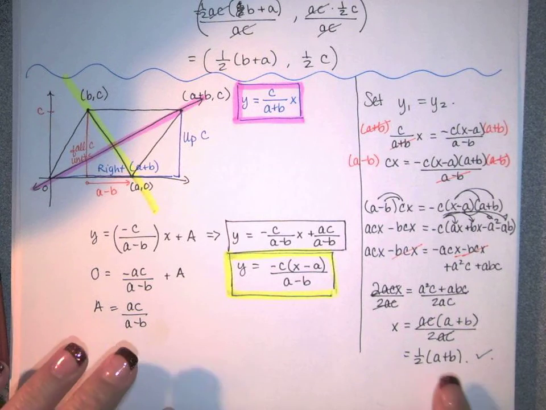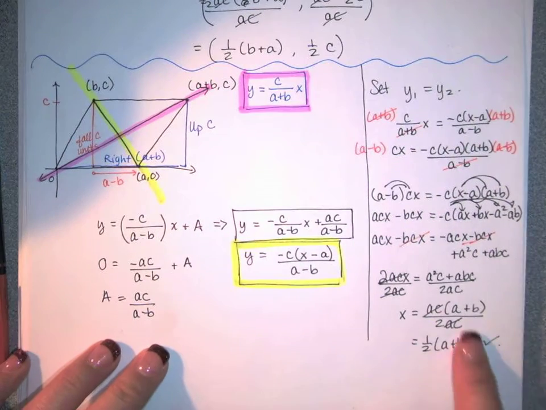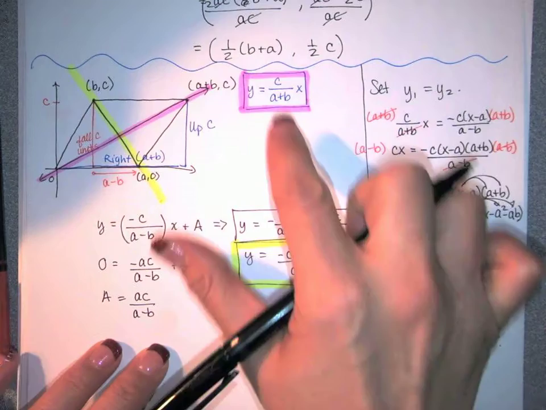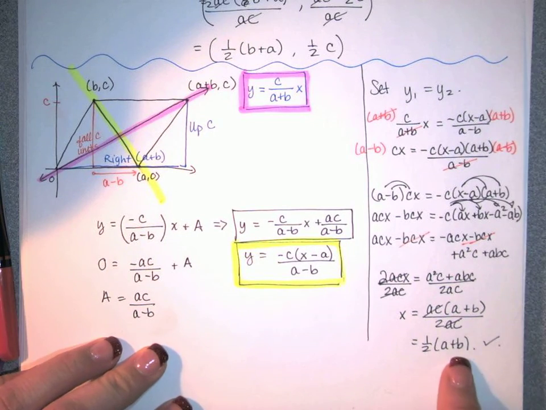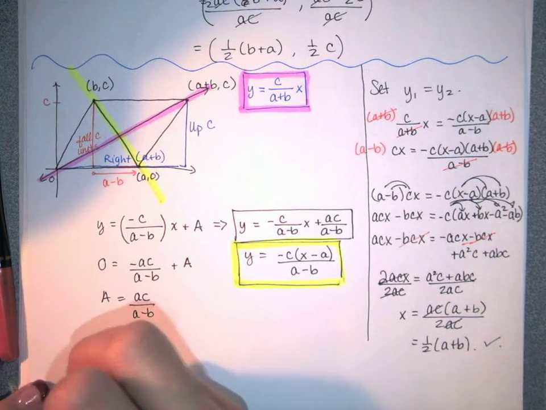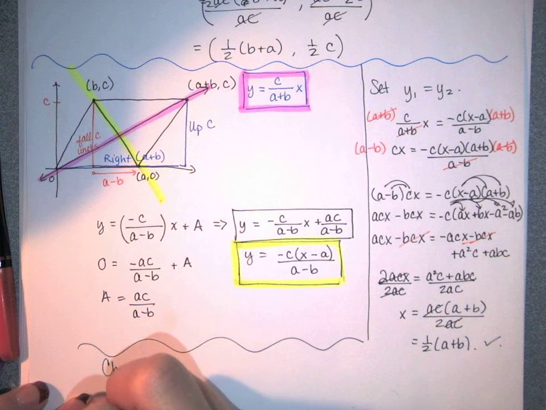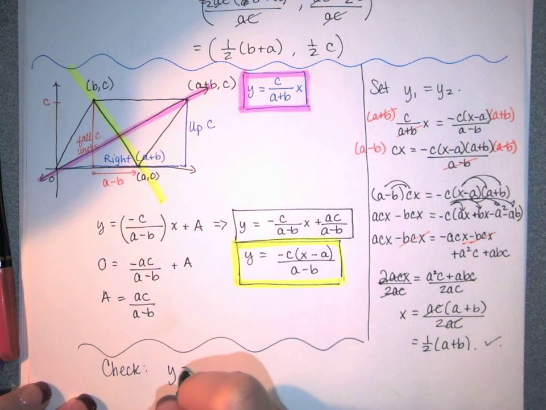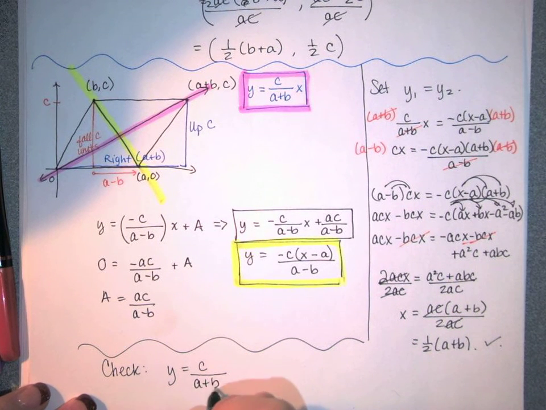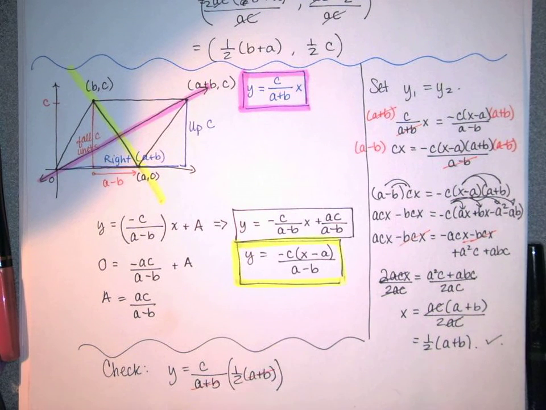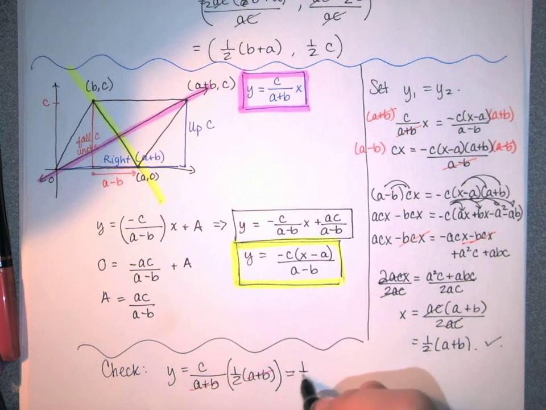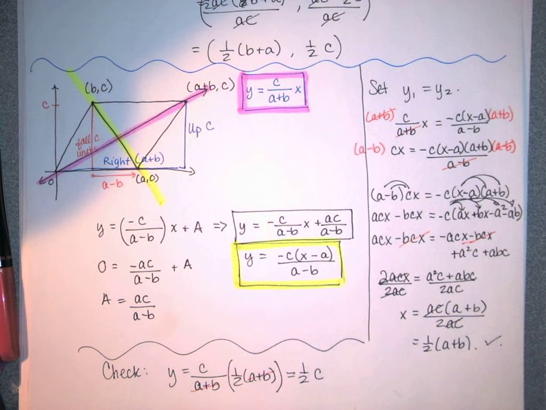Let's see if we get the same y value that we're supposed to get. So let's substitute in this x value to both of these and make sure that it works out to be exactly what it's supposed to be. Now when I substitute x equals 1/2 a plus b here, we're just checking. I'm replacing x with 1/2 of a plus b. That reduces and that reduces, and I just get 1/2 of c. Awesome, that's exactly what I was supposed to get. The other one looks very complicated, but we're still going to check it out.